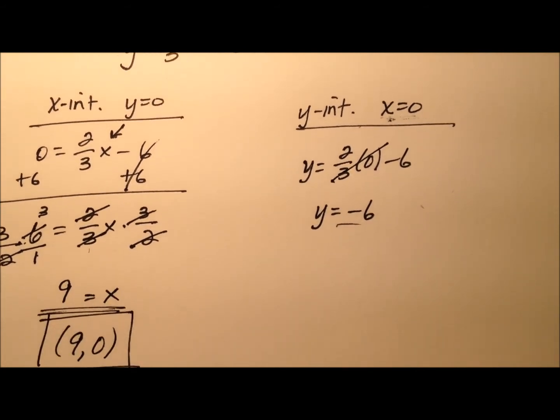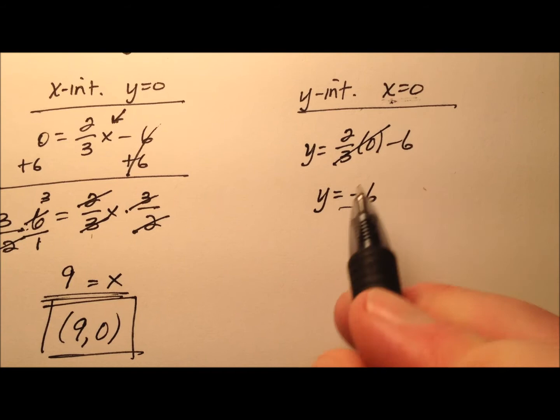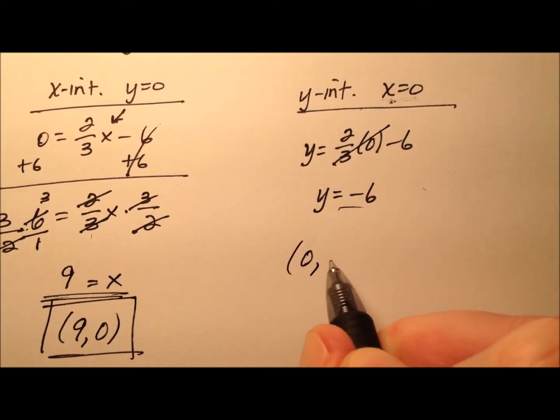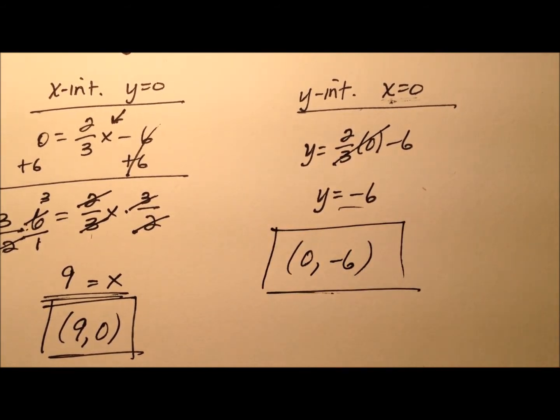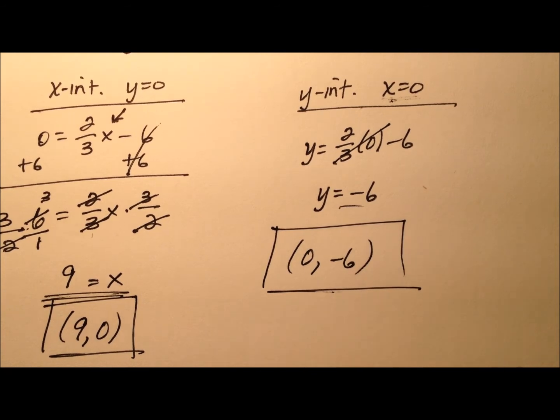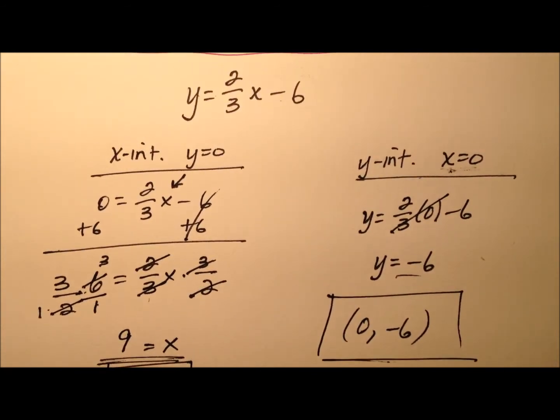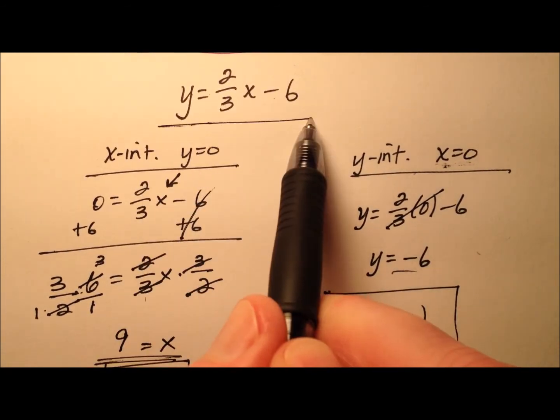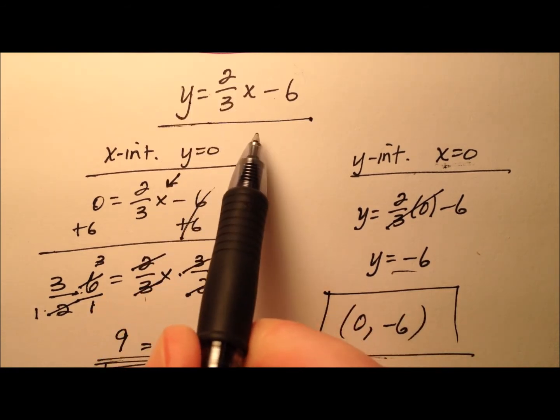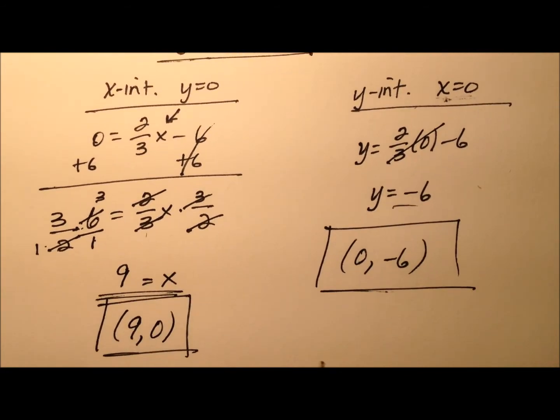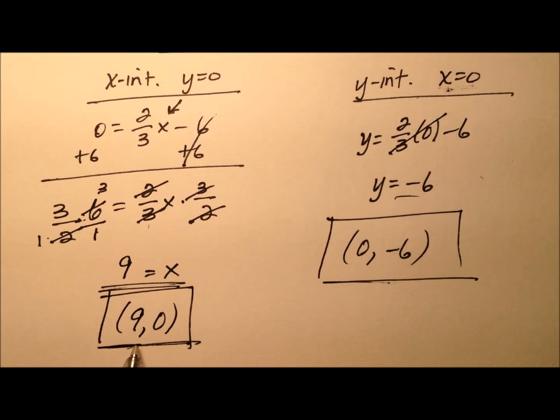Okay, so let's go ahead and write that as an ordered pair as well. My x was 0, and my y is -6. So my other intercept is going to be 0, -6. So for our first example, we had the linear equation y equals 2/3 x minus 6, and its two intercepts are going to be the ordered pairs 9, 0 and 0, -6. Let's go ahead and take a look at the graph of that.